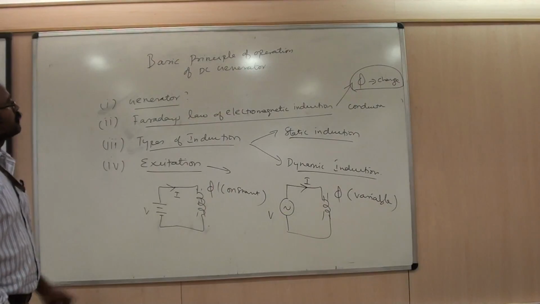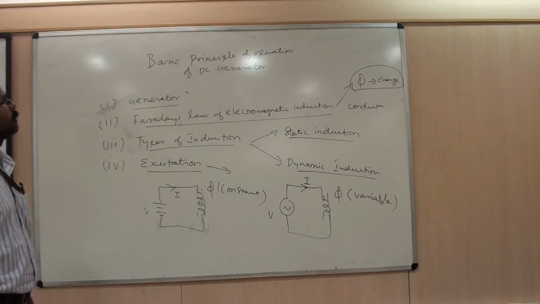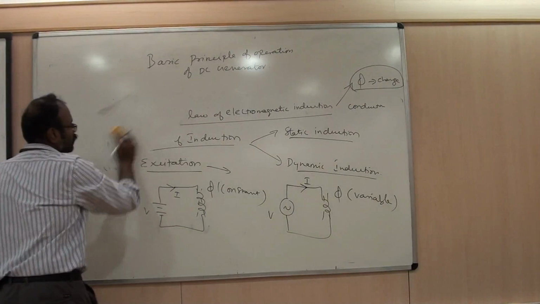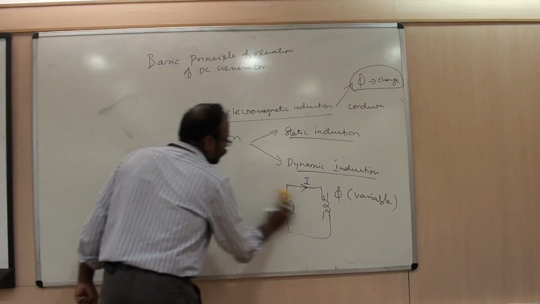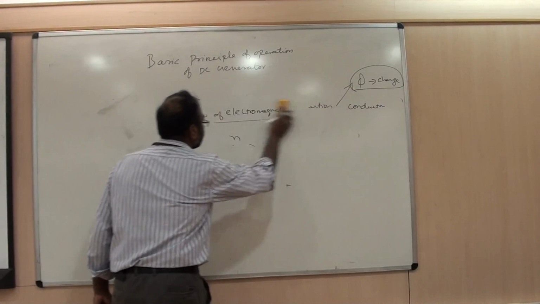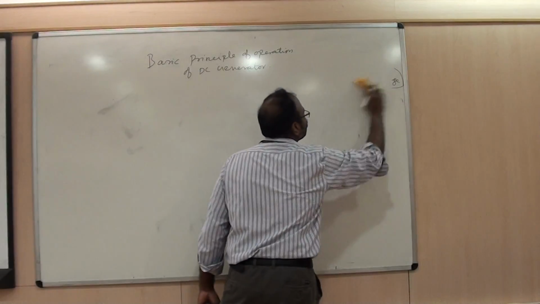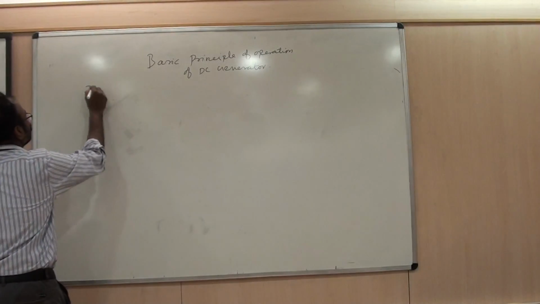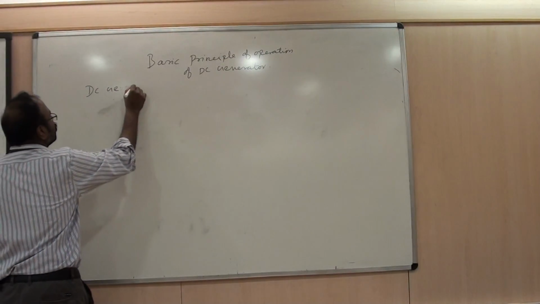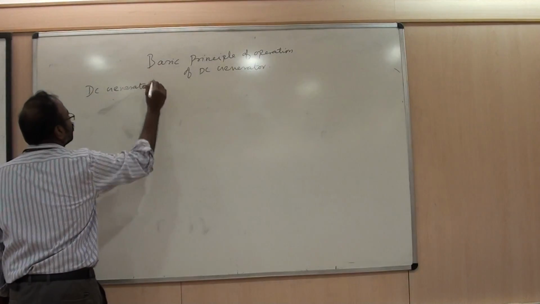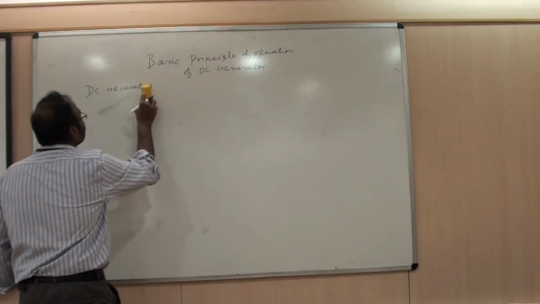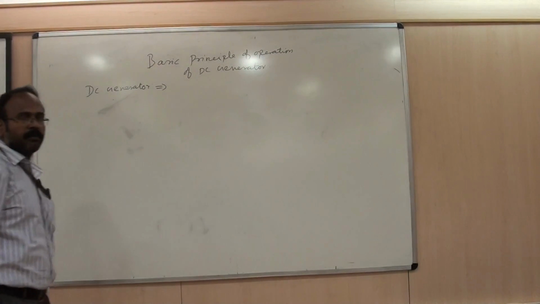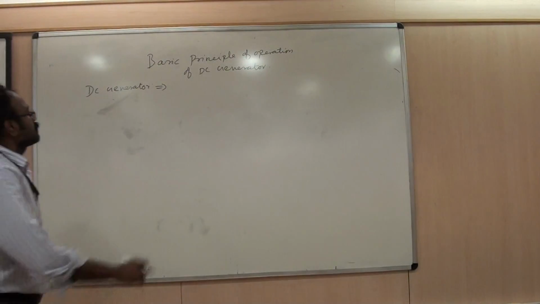These are all the prerequisites we should understand to understand the basic principle of operation of a DC generator. So now we will go for the principle. As I already said, in the case of a DC generator, the type of induction taking place is dynamic induction.